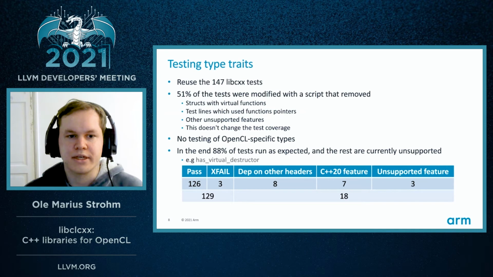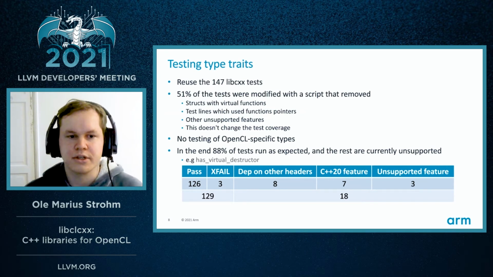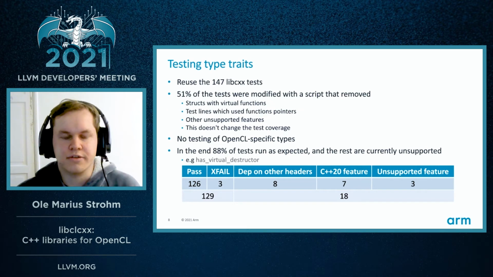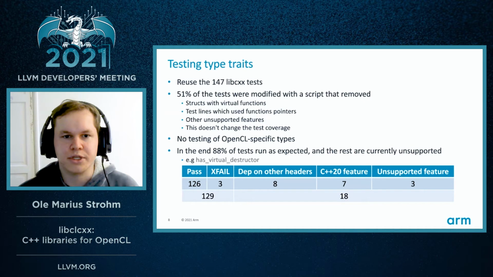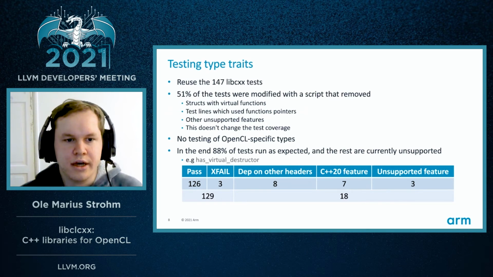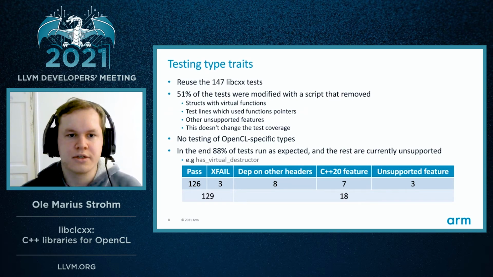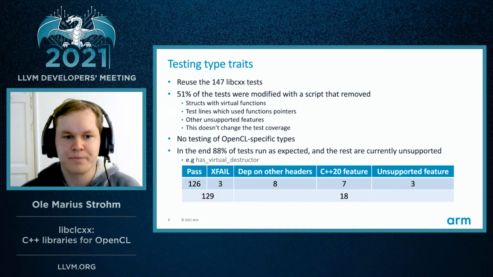And in the end, about 88% of the tests ran as expected, and the rest are actually unsupported. So of the 18 failing tests, 8 of them depended on other libraries in libcxx. 7 of them used C++20 features, and the other 3 were unsupported type traits functionality, such as has virtual destructor, which is unsupported because you can't have a virtual destructor in C++ for OpenCL anyway.